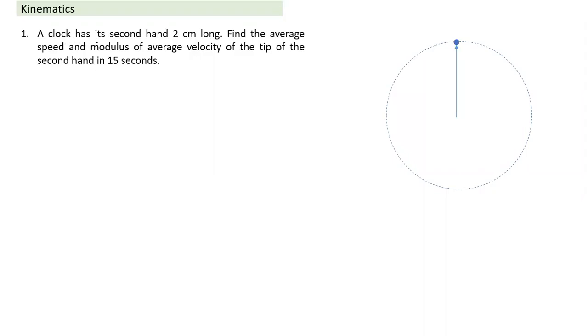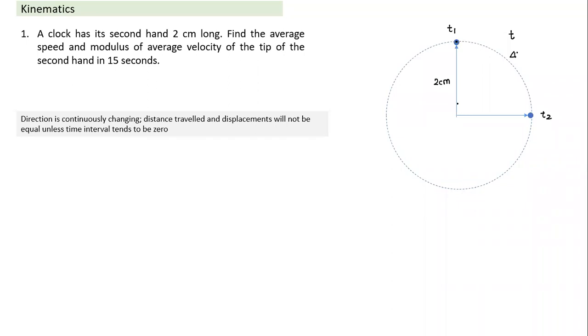A clock, you can visualize a clock, which has a second hand 2 centimeter long. So this is the second hand, and this is 2 centimeter long. Find the average speed and modulus of average velocity of the tip of the second hand in 15 seconds. Treated as a tip, it becomes a point. So we are talking about the motion of a particular point in 15 seconds. So this is my initial position, and after 15 seconds, this is how it will look. This is the time interval delta t. Whenever we write t, as we see later in the formulas also, t normally indicates time interval. So during this time interval, this is the path the tip of the second hand has taken.